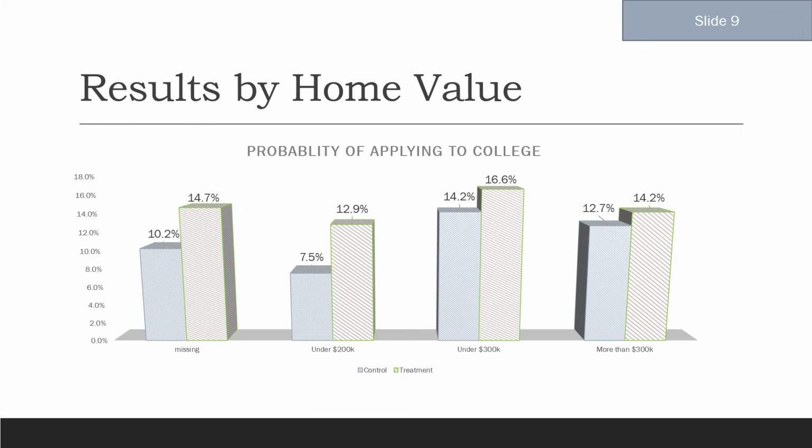The biggest impacts we find are amongst those that have missing or under $200,000 homes. So for those with missing addresses or missing Zillow, which is most likely apartments, we saw a 4 percentage point increase in the probability of applying to college. Amongst those that live in under $200,000 homes and most likely to be qualified for a full Pell Grant, we see over a 5 percentage point increase in the probability that they apply to college.